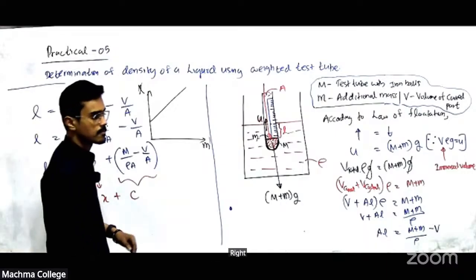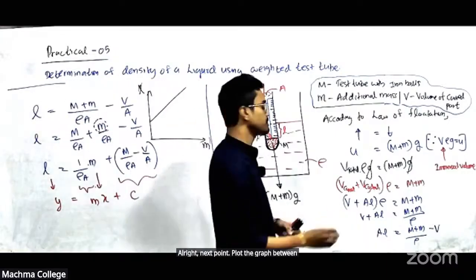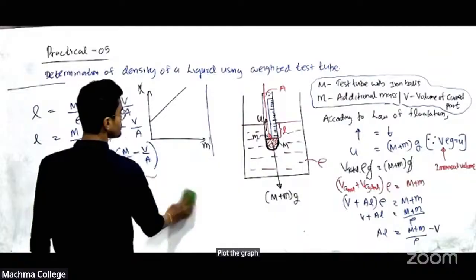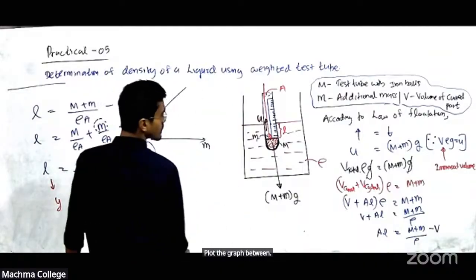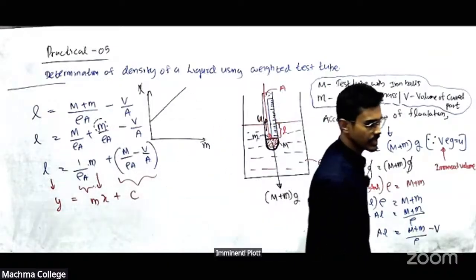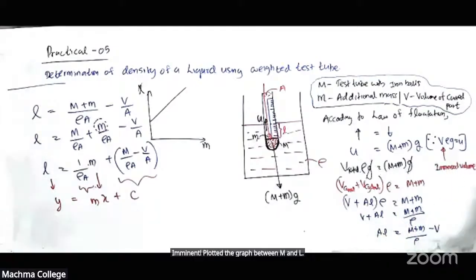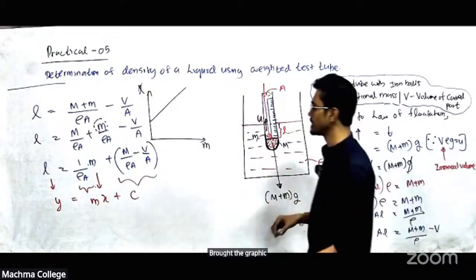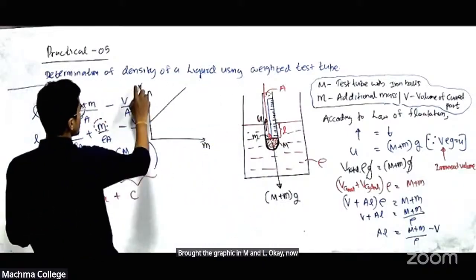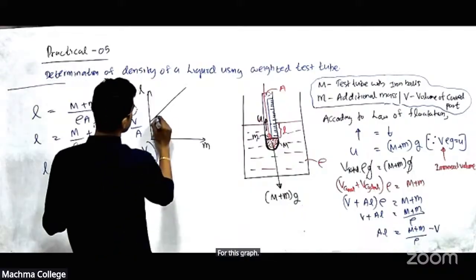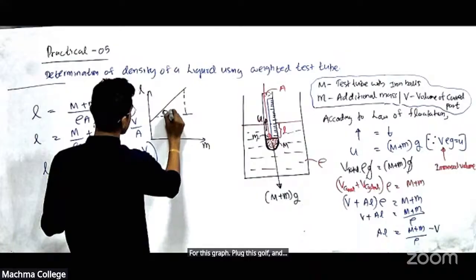Right? Next point. Plot the graph between M and L. Okay, now plot this graph and mention the gradient like this.